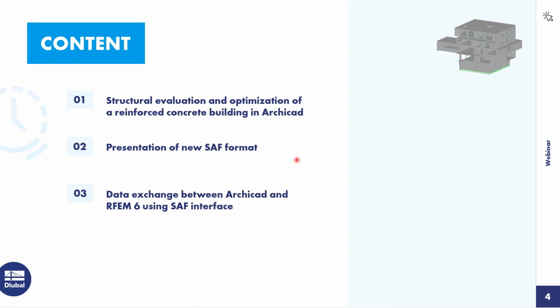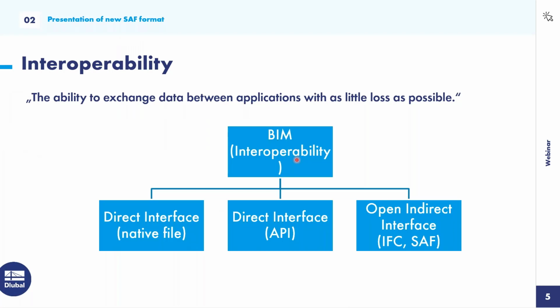Okay, so let's go through the new format called SAF, Structural Analysis Format. Udo has shown you a little bit of that in Archicad, and also the export of this file. This file is pretty new. To put the file into the whole BIM concept, I would like to start with the basics. And the basics are the technical term interoperability.